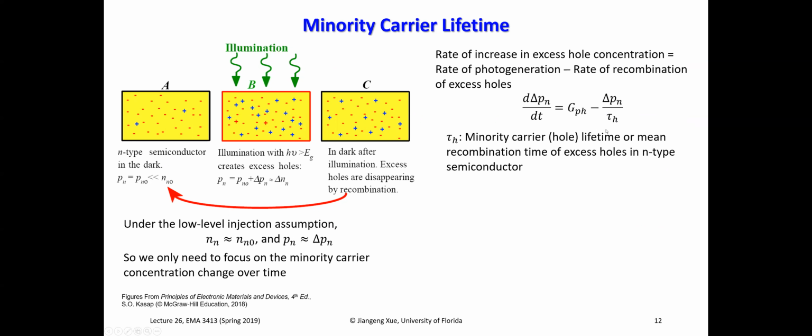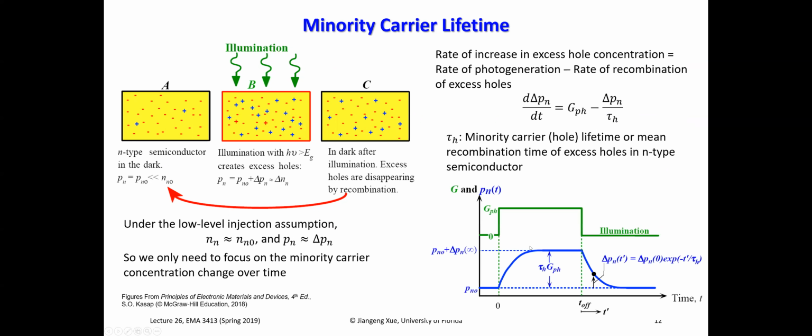And there's a lifetime. This is called the minority carrier lifetime. That gives you a transient behavior when you turn on or turn off the light generation. You're going to have a transient process, which is described by this exponential term, and this time constant is the minority carrier lifetime. So that gives you a gradual increase or gradual decrease to the steady state situation. This is the end of the review.